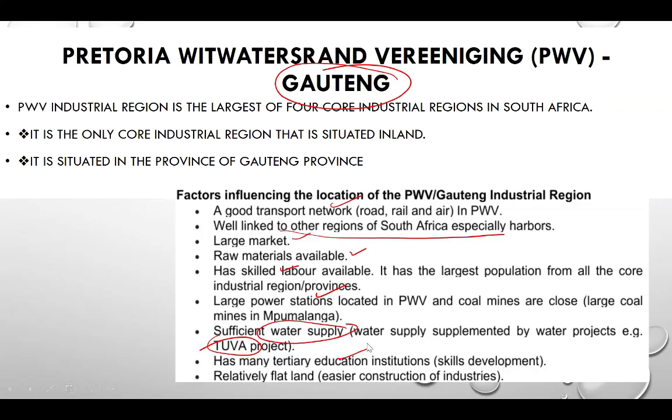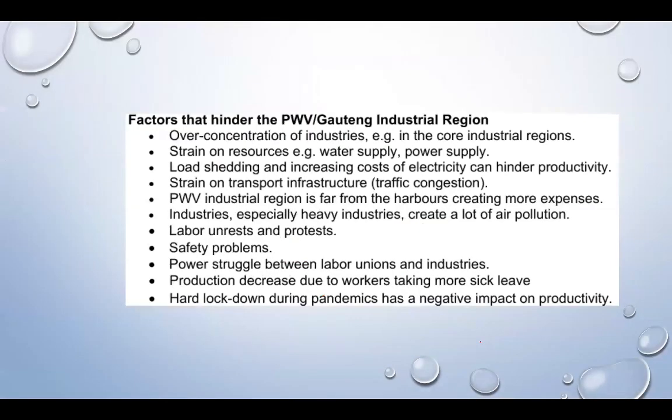tertiary education institutions which ensure that there is skill development for people to work in industries and become productive. And PWV has relatively flat land, which is very conducive for industrial development, or which is important for the construction of industries. So these are the important factors.